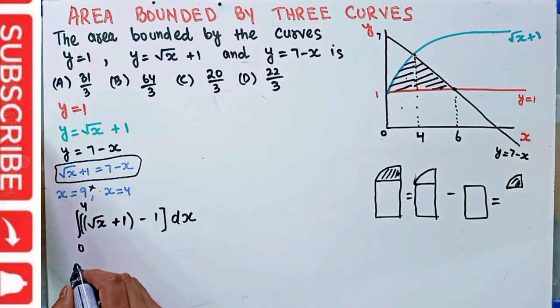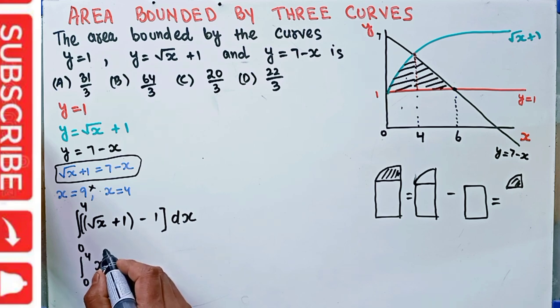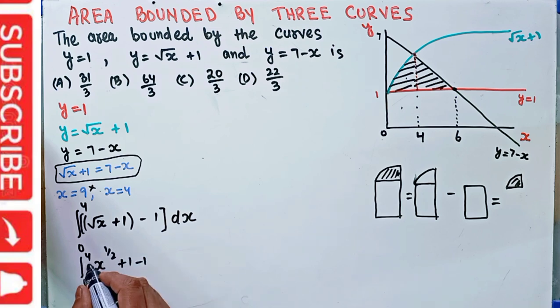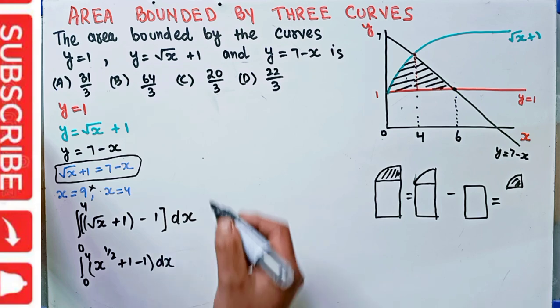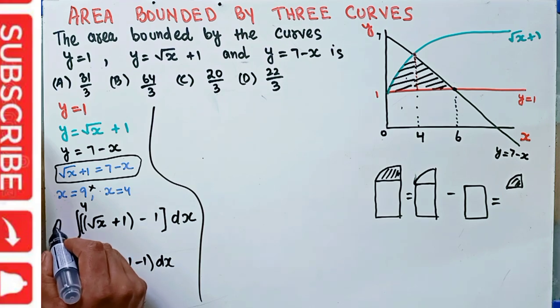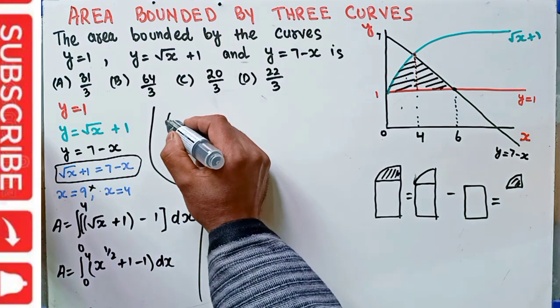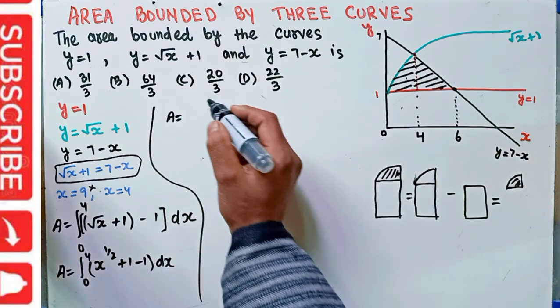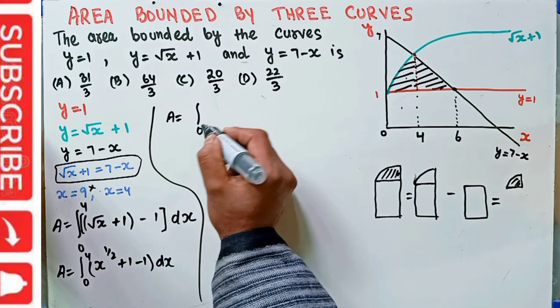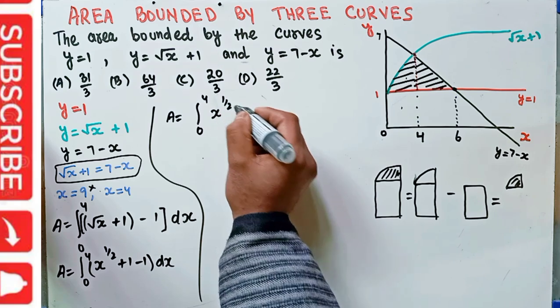So we can rewrite it in this fashion, that is, the integral from 0 to 4 of root x can be written as x raised to the power 1 upon 2, plus 1 minus 1, and we integrate it with respect to x. That gives us, let us say, the area of this region A. So the area of this region will be equal to minus x plus x, which gets cancelled, so we have the definite integral from 0 to 4 of x raised to the power 1 upon 2 with respect to dx.